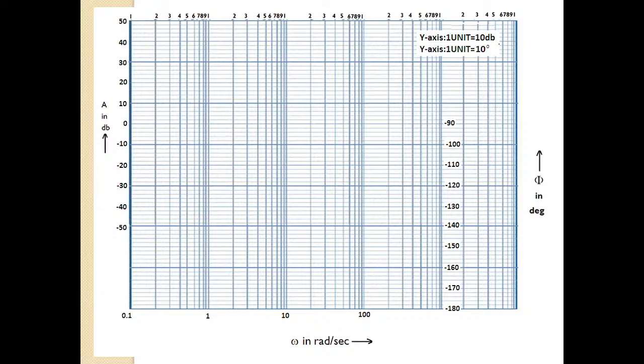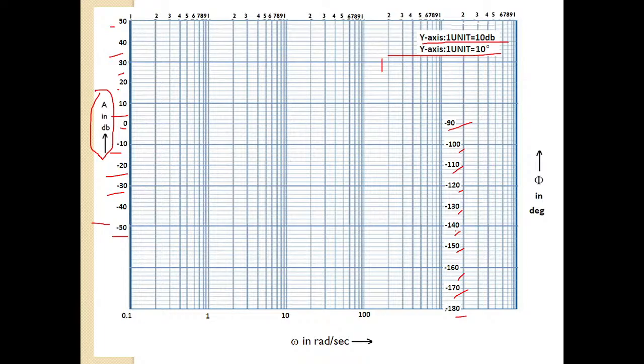Now this is our graph. For magnitude, I have considered 1 unit equal to 10 decibels, and for phase, 1 unit equal to 10 degrees. This is my A in decibels: 50, 40, 30, 20, 10, 0, minus 10, minus 20, minus 30, minus 40, and minus 50. For phase: minus 180, minus 170, minus 160, minus 150, 10-degree difference, minus 140, minus 130, minus 120, minus 110, minus 100, and minus 90.